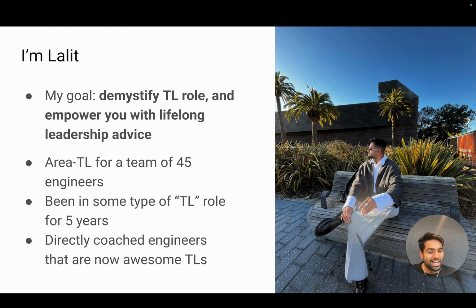So with my TL experience, I've been some type of TL for the last 5 years or so. First, you start with self-leadership, then you start leading 2 or 3 people, then you get a team of 5 engineers to lead, then you lead a project with 20 engineers, and then eventually you become an area TL and so on. So with that, let's go on into the next topic.